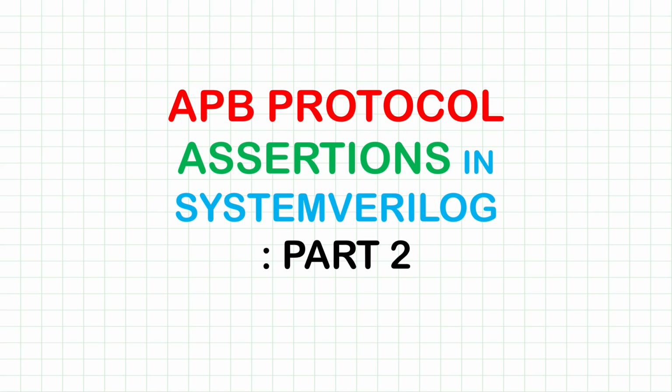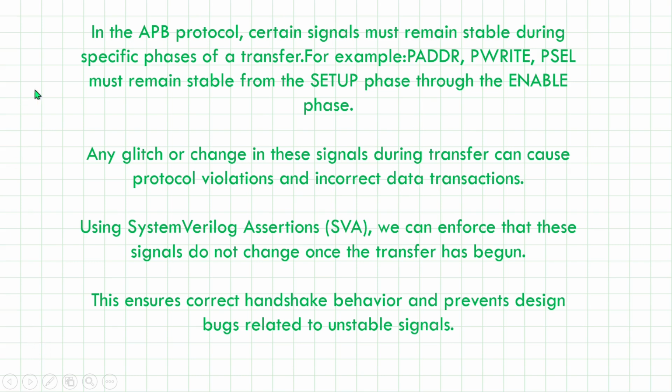Welcome to Chip Logic Studio. As you saw in my previous video, this is part 2 of APB Protocol Assertions in SystemVerilog. The phases were completed in our previous video, and in this video we will check what is remaining. In the APB protocol, certain signals may remain stable during specific phases of a transfer. We have completed our phases, like the idle phase, and after that the access phase or transfer phase.